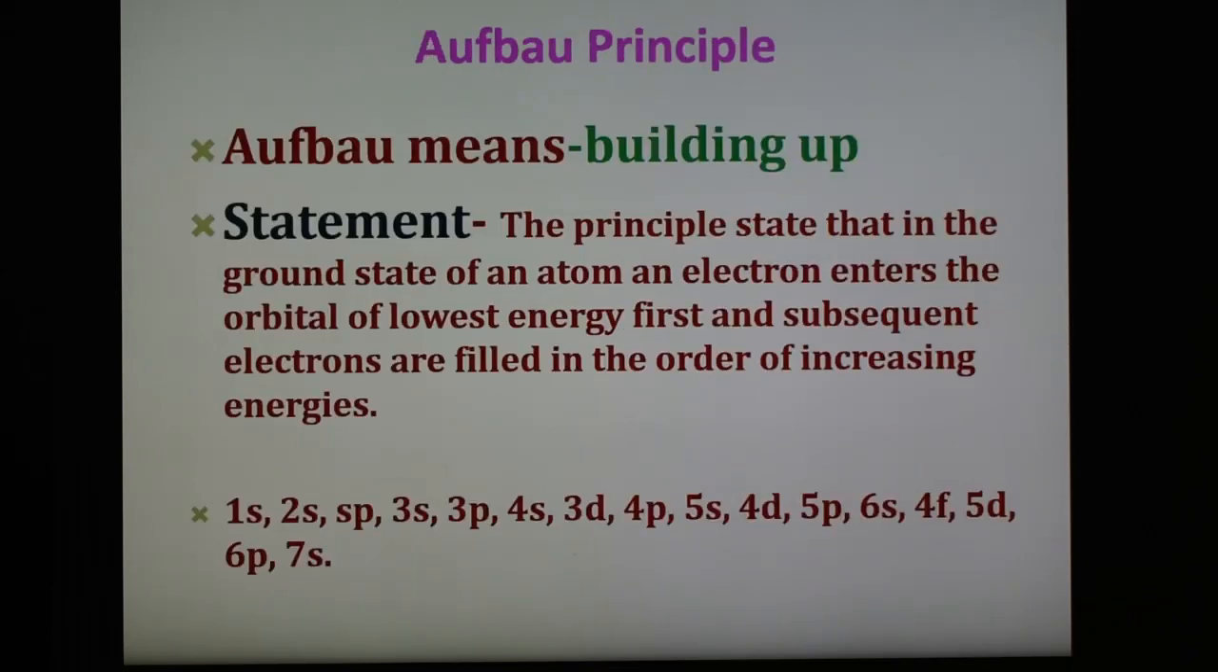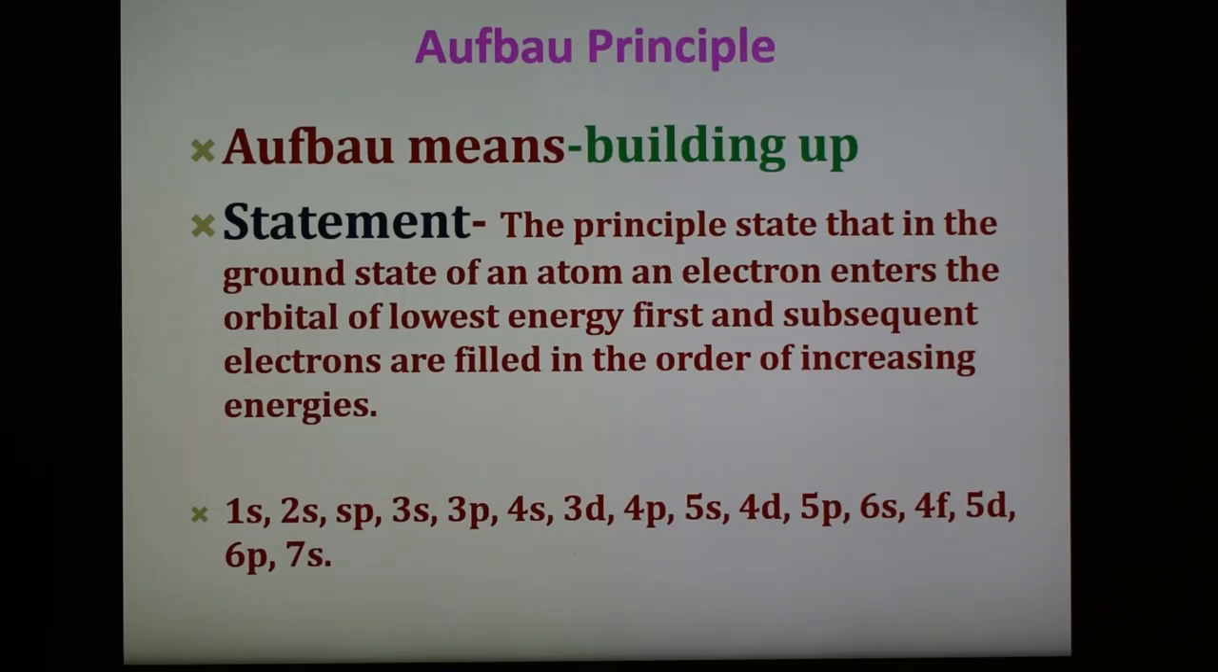Next, we are going to see the important principles, and there are 3 principles. One is the Aufbau principle, second is the Pauli exclusion principle, third is Hund's rule of maximum multiplicity. All the 3 rules are used to write the electronic configuration of an element. So now the first principle is the Aufbau principle. Aufbau means building up.